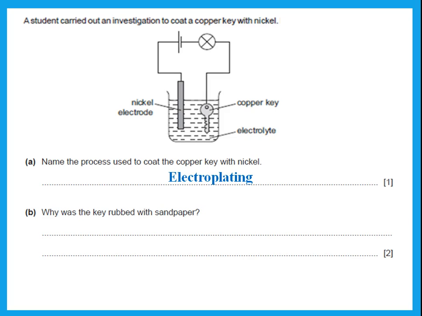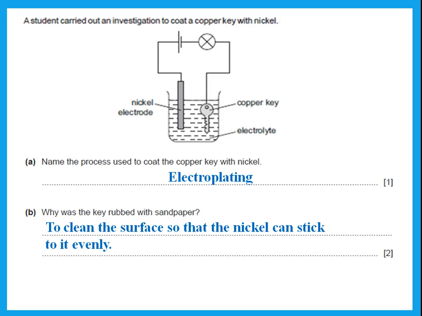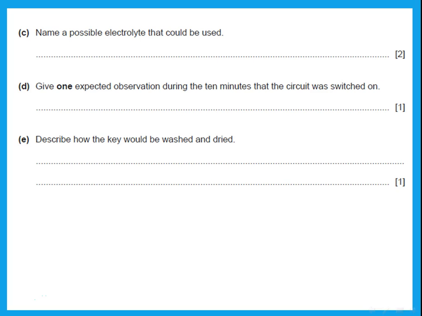Name the process used to coat the copper key. We said the copper key here. If he has it, this is called electroplating. So he has a copper key and he's trying to cover it with nickel using electricity. This is called electroplating. Again, why was the key rubbed with sandpaper? Remember that before we start, we should clean the surface of the key with sandpaper. It was rubbed to clean the surface so that the nickel can stick to it evenly.